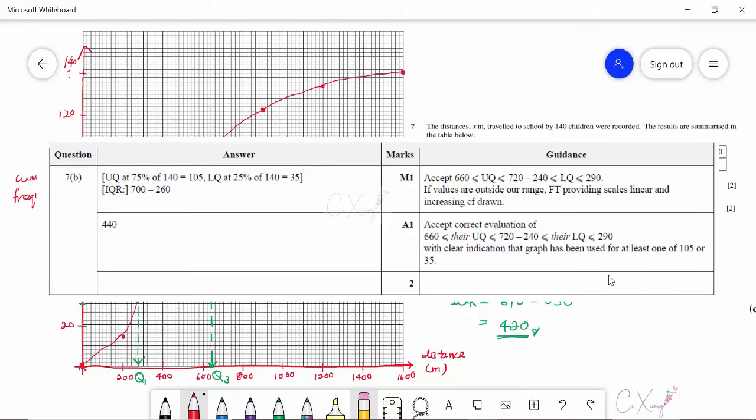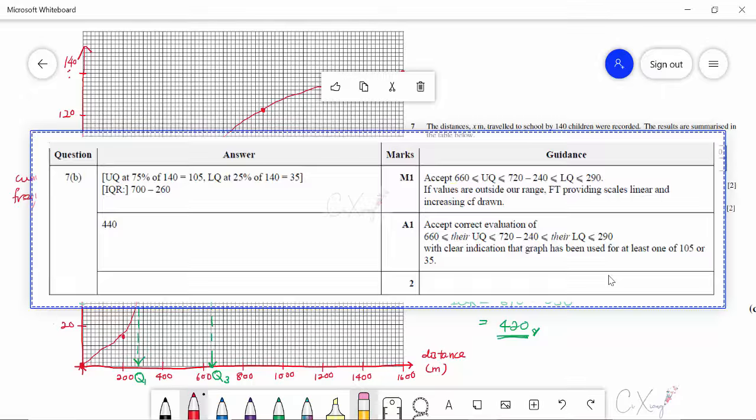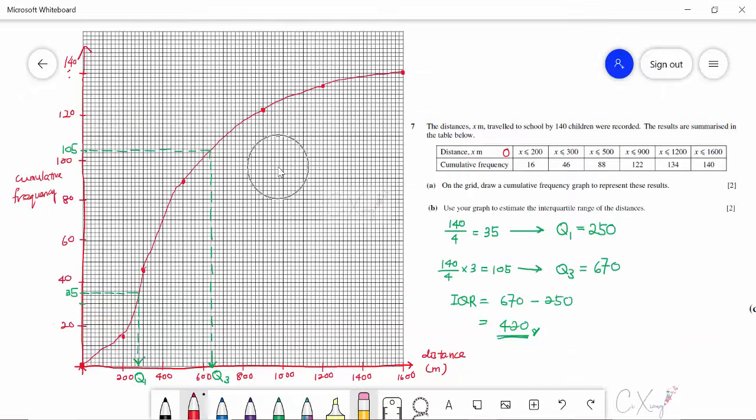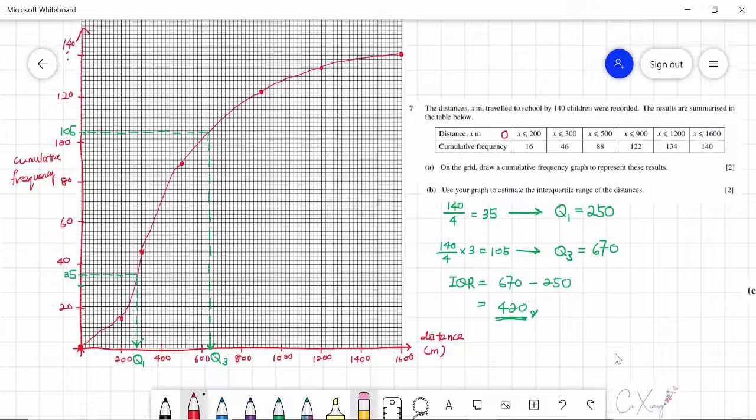The marking scheme will actually accept a certain range of the answer. This is due to the reason that the graphs we all draw might be a bit different from person to person. So this is what we have for part B. Then now we continue to part C.